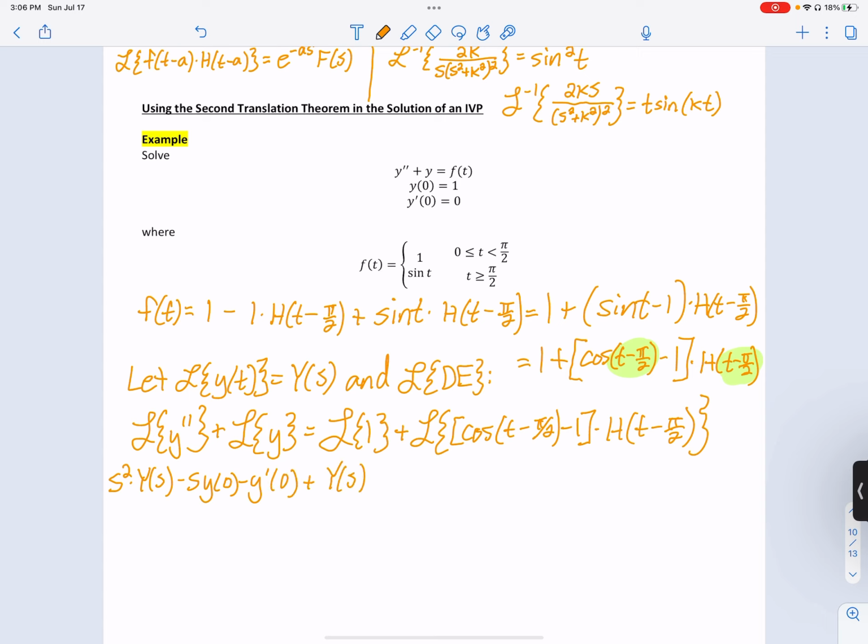Plus big Y of s, that's the Laplace of y, equals, okay, we get 1 over s, that's the Laplace of 1. And then for this one, because the Heaviside and these two things matching, this is how it's going to turn out. We do get e to the negative pi over 2s, then times the Laplace of whatever was inside without it. So we get the Laplace of cosine and Laplace of negative 1. So the Laplace of cosine is s over s squared plus 1, right? And the idea is this is a 1t. If I take away that, that's why it's plus 1. Minus, it's 1, so we get 1 over s.